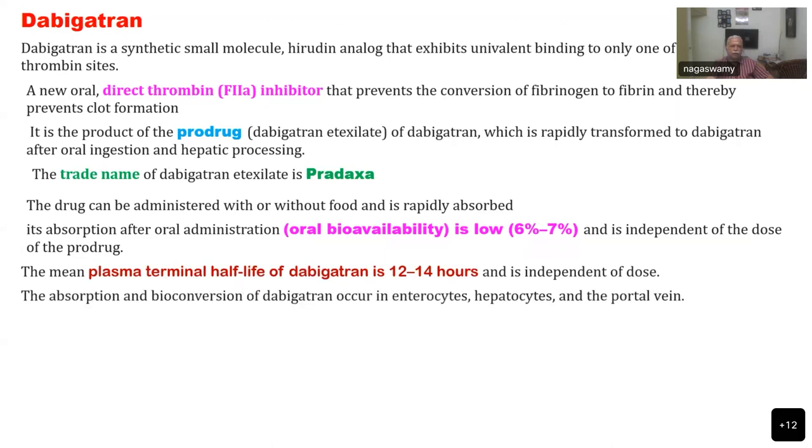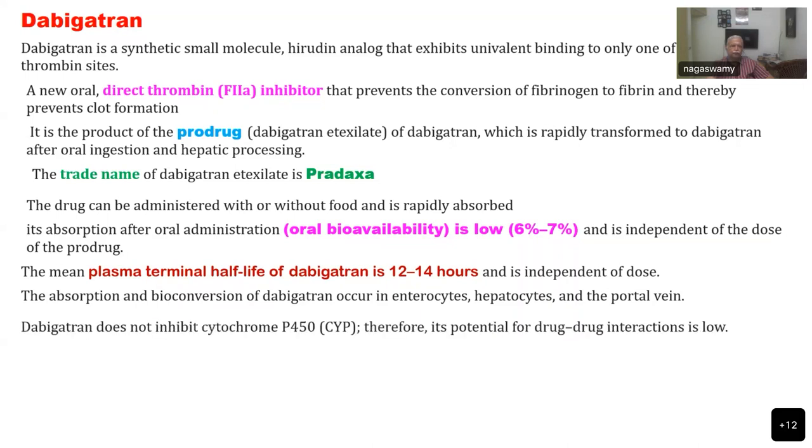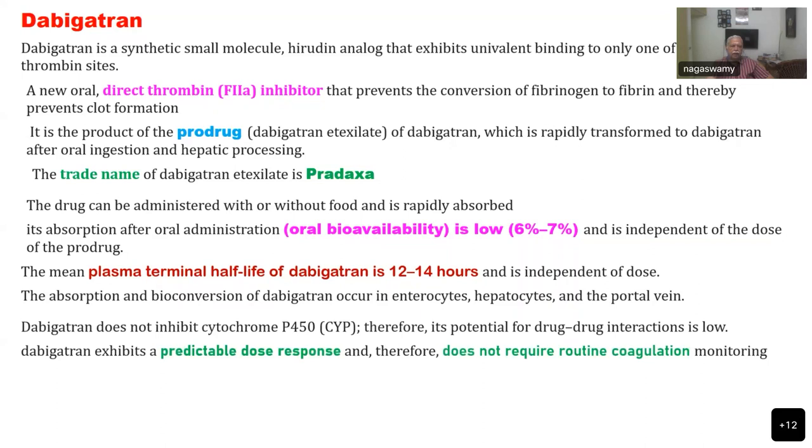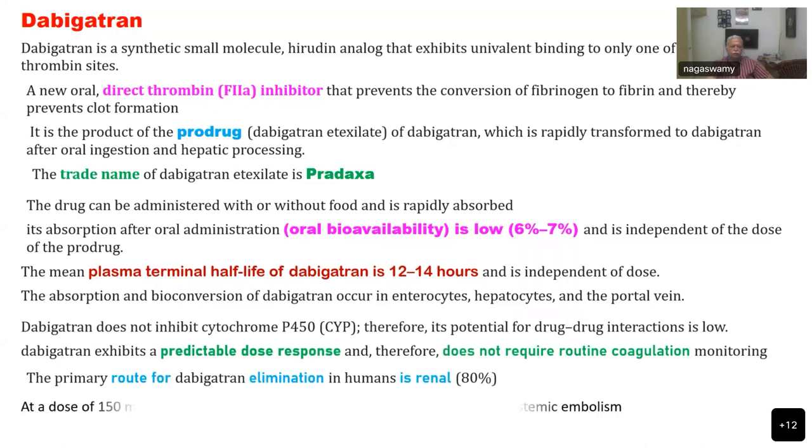And the absorption and bioconversion of dabigatran occur in enterocytes, hepatocytes and portal vein. And dabigatran does not inhibit cytochrome P450. Therefore, the potential for drug-to-drug interaction is very low. And it exhibits predictable dose response and therefore does not require routine coagulation monitoring. The primary route for dabigatran elimination is renal, 80% in human beings.